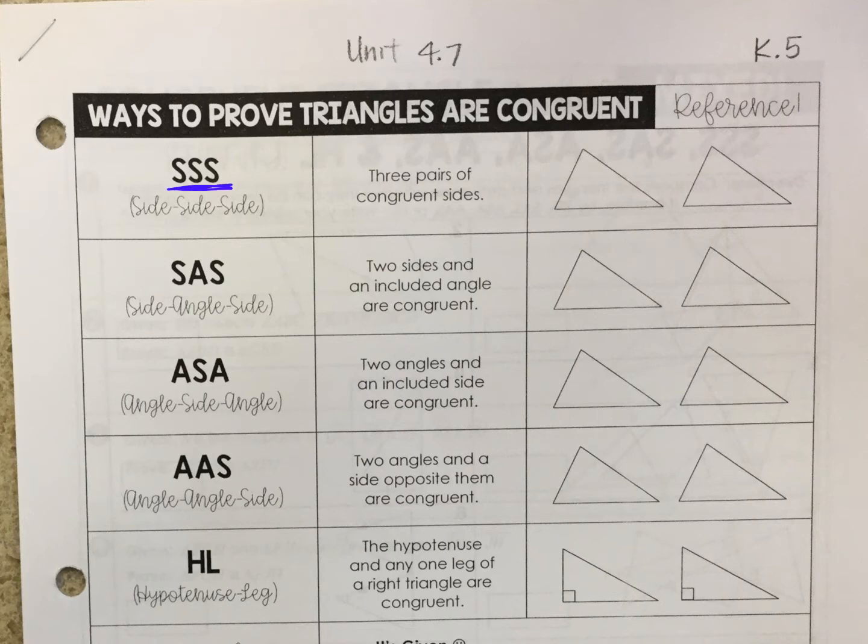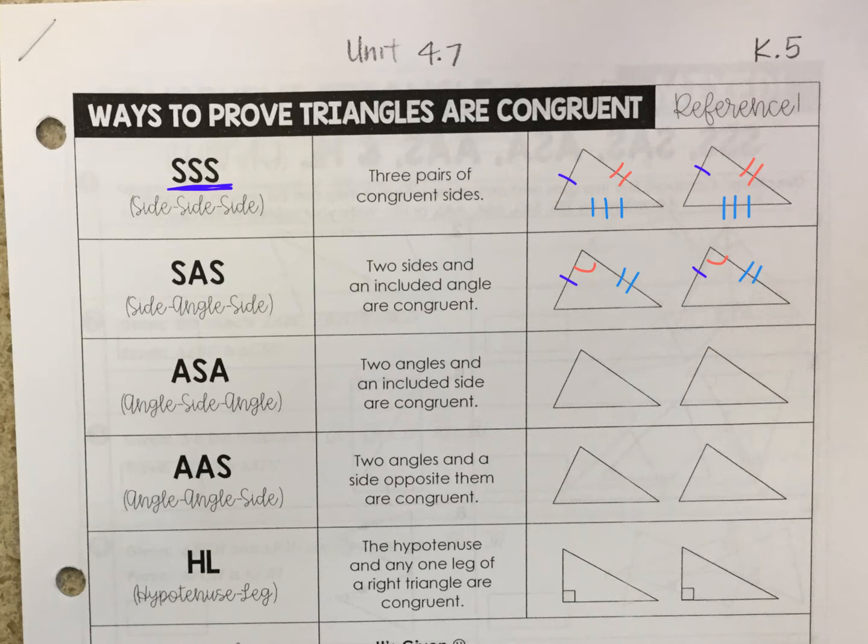SSS means that if I have this side marked with that side, this side marked with that side, and the bottoms marked like that, I have a side, side, side. For a side angle side, I'm going to mark a side, I mark an angle, and I mark the other side. The angle has to be in between the two sides on both triangles.